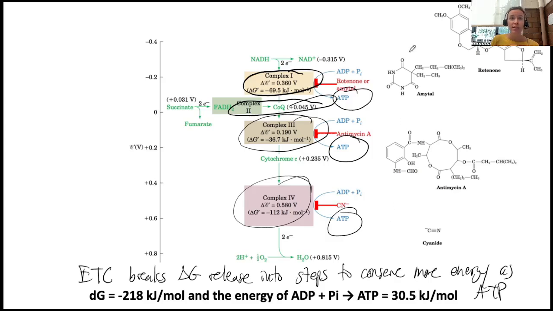Over the next few classes, we may be talking about inhibition of various complexes, folks. So keep in mind here on the screen, I've showed you some various inhibitors of the complexes. Rotenone and amytal inhibit complex 1, antimycin A inhibits complex 3, and cyanide inhibits complex 4. So just know there are inhibitors of these complexes.